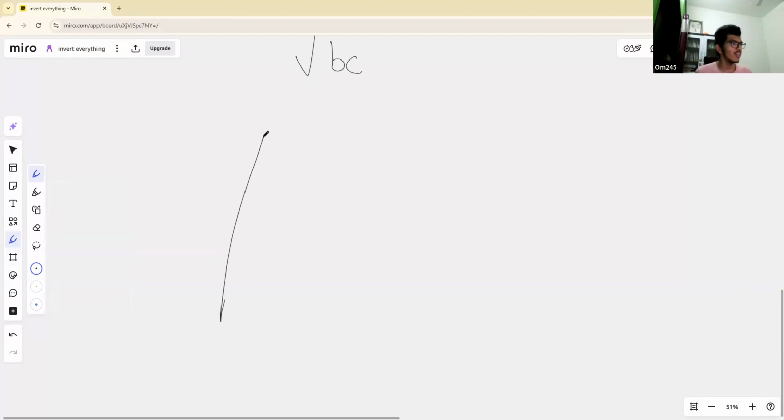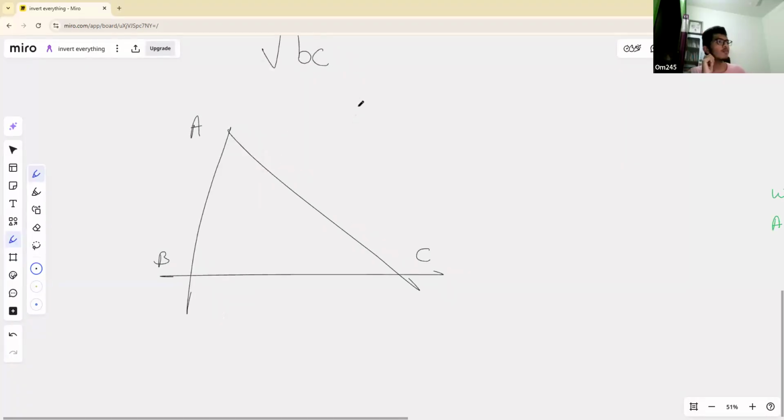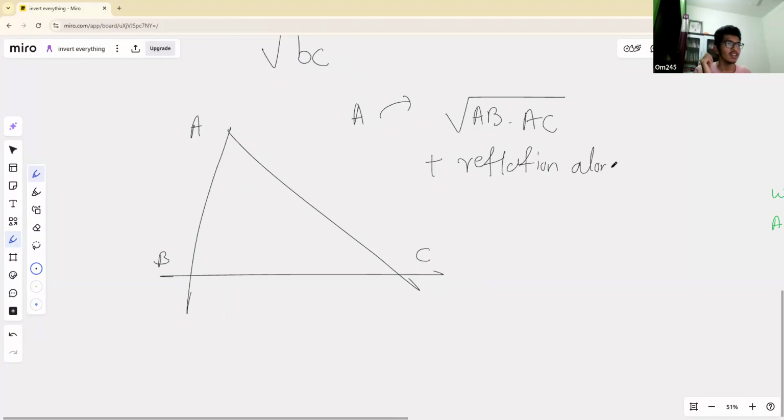So first of all, consider the triangle ABC. Let me say what root based inversion is. Root based inversion is inversion at point A with radius root of AB times AC, along with a reflection along the angle bisector of angle A, which is like this.